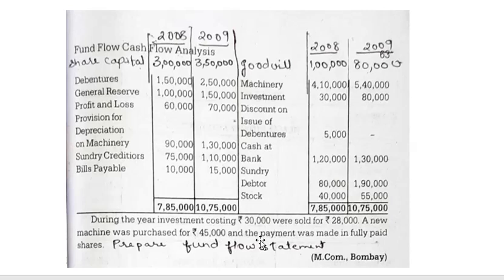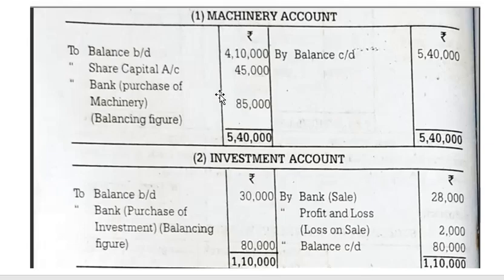Machinery was purchased for 45,000 and the payment was made fully by shares. Now go to the adjustment and write here "To share capital." What they have done is they have purchased the asset, but they have not paid cash, they have paid share capital. So that's why the entry comes: Machinery account debit to share capital.